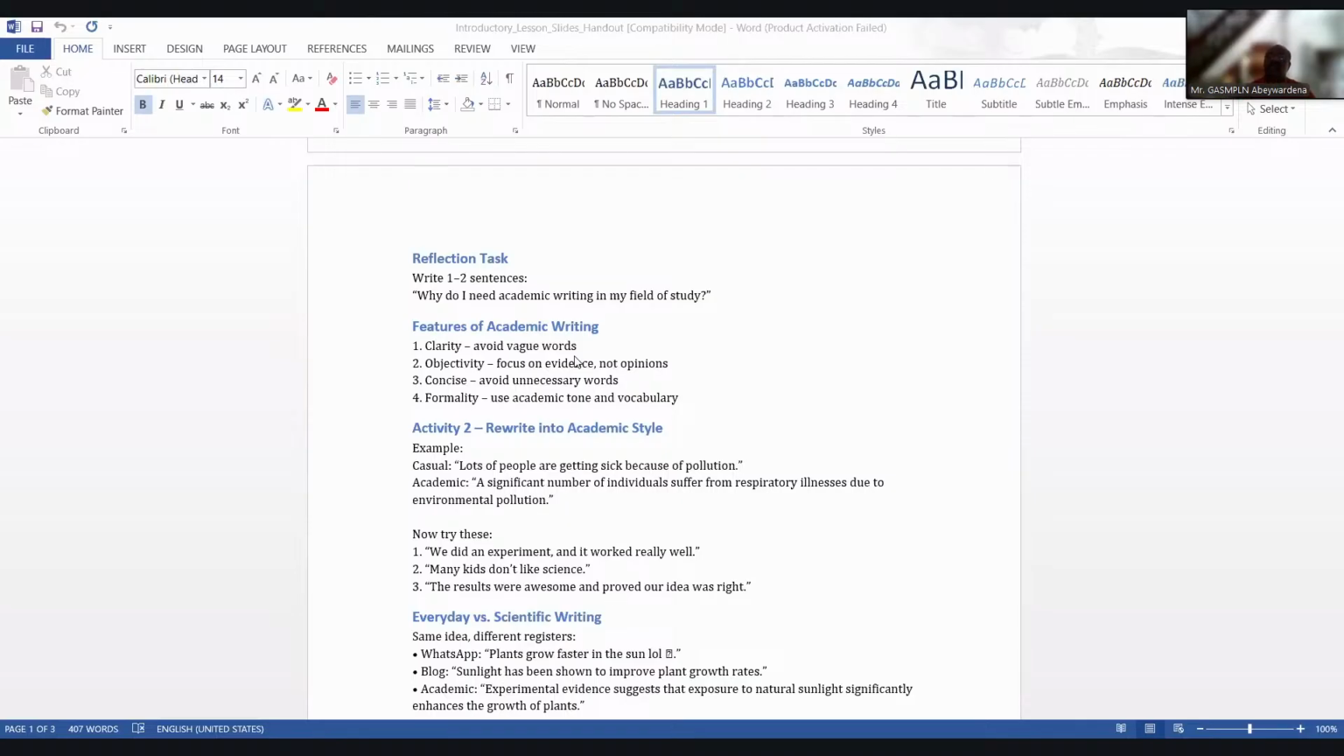Next one, concise. Avoid unnecessary words. You need to use only the necessary words. Then formality. Use academic tone and vocabulary.